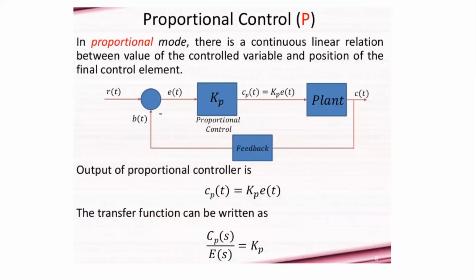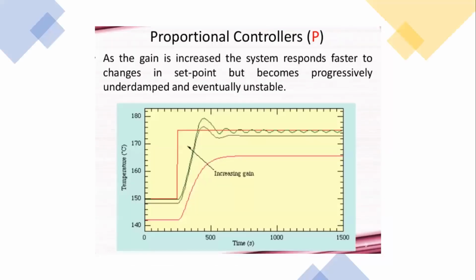Proportional control. In proportional mode, there is a continuous linear relation between the value of the control variable and the position of the final control element. Output of proportional control is Cp(t) equal to Kp times E(t). The transfer function can be written as Cp(s)/E(s) equal to Kp. As the gain is increased, the system responds faster to changes in set point but becomes progressively underdamped and eventually unstable.